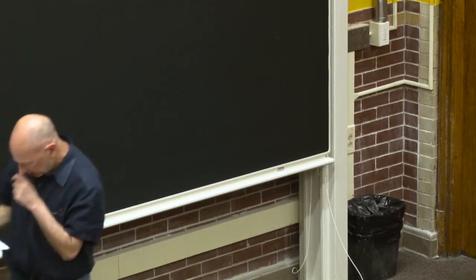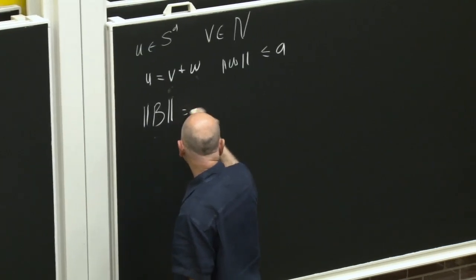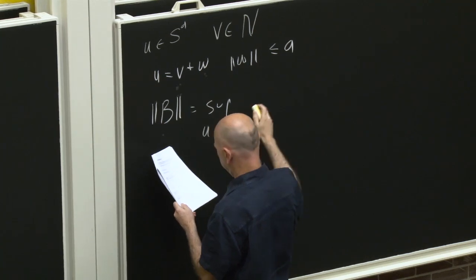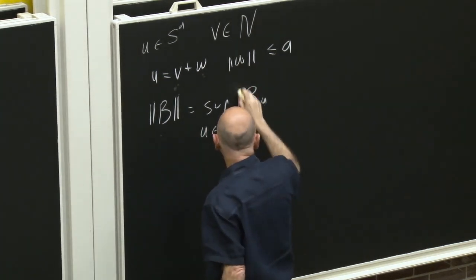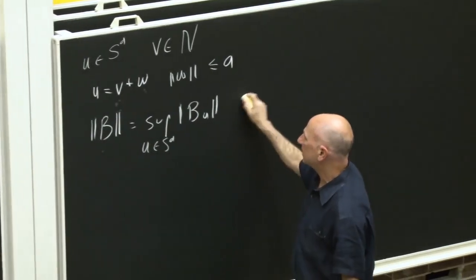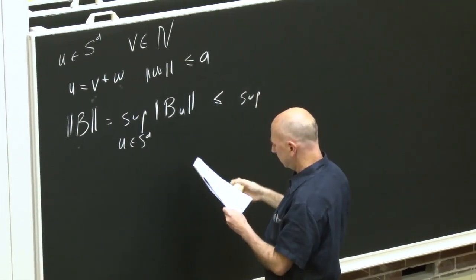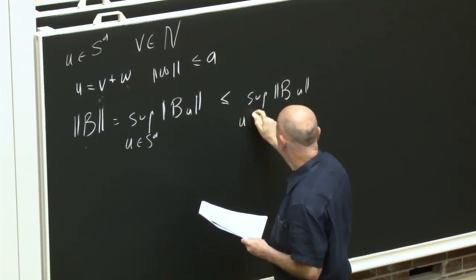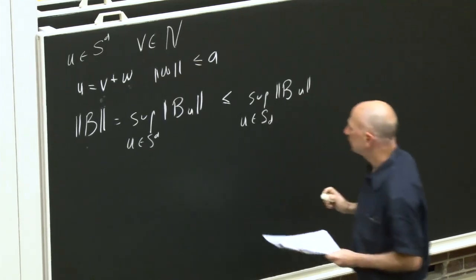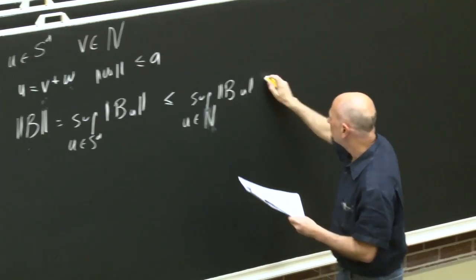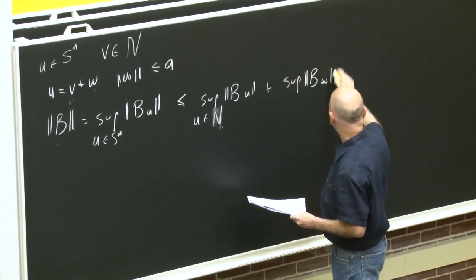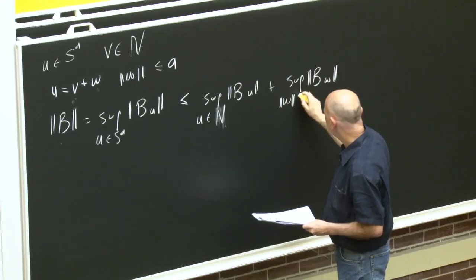And so the norm of a matrix B, that is the sup over u in the sphere of B of u, I'll just do the triangle inequality and say that's less than the sup of B of u over u in the net, sorry, not the sphere, in the net, plus the sup of B of w, where w are all things of norm less than a half.